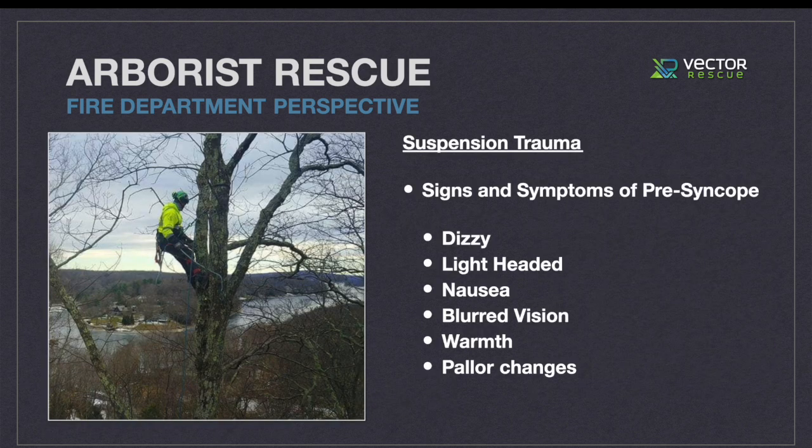So as rescuers, we need to be very acutely aware of both the victim's status and our own. While these are kind of broad, the signs and symptoms of pre-syncope are dizziness or lightheadedness, nausea, vomiting, blurred vision, a sudden feeling of warmth, or pallor changes. So all of a sudden, somebody who is warm and pink is now very clammy, cool, and sweaty. It requires a lot of communication as you're making access to the victim to look for these signs and symptoms, be aware of them in yourself, and be aware of them in your team members.